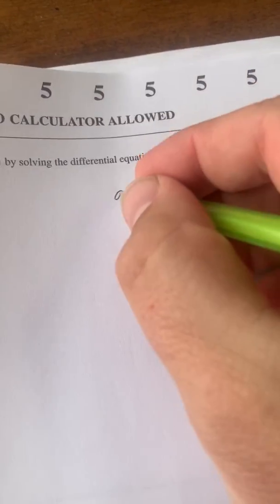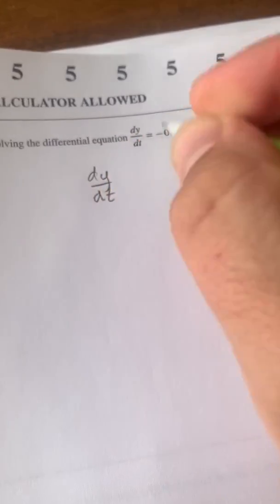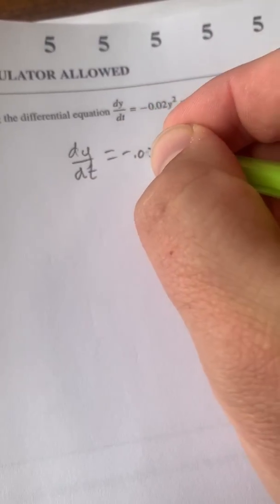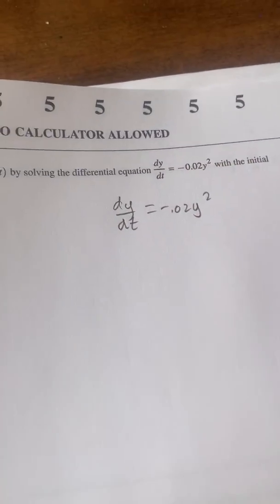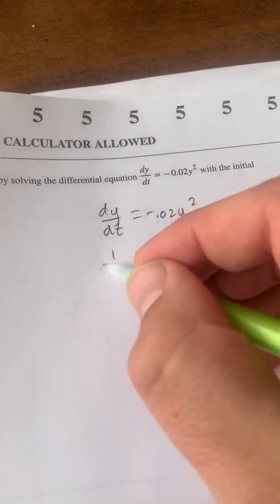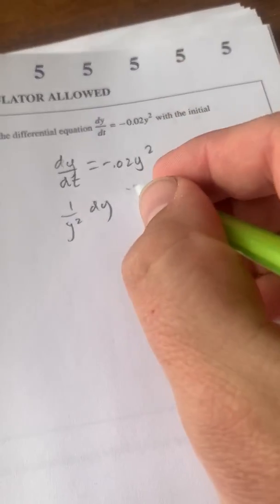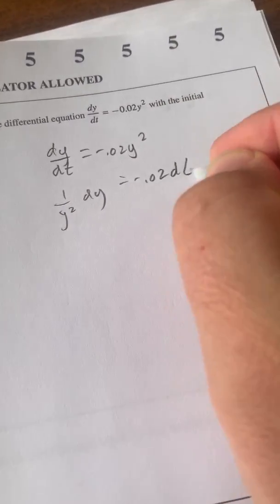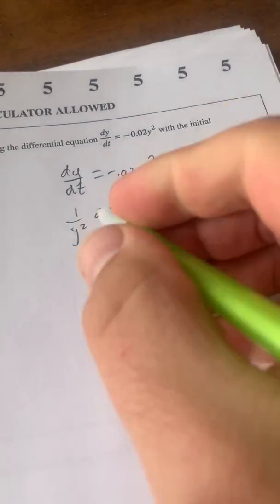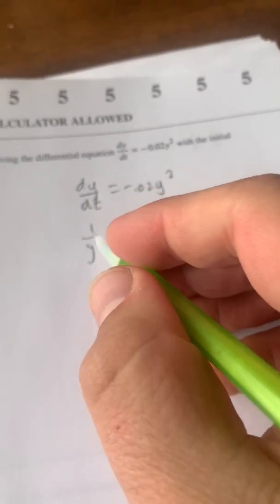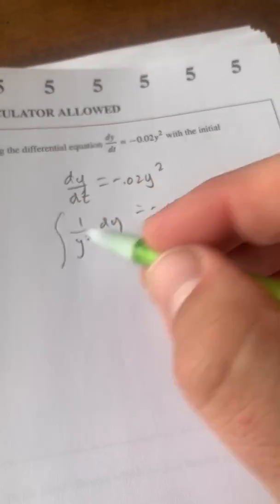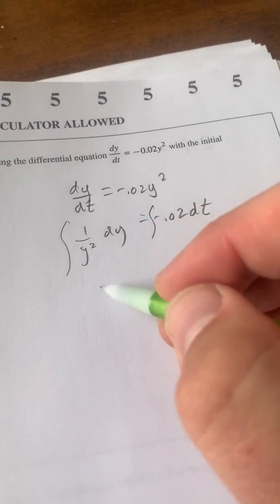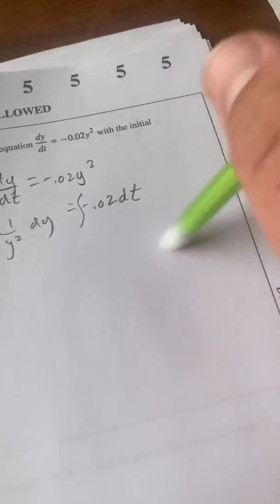Go here and it says find an expression by solving the differential equation. So we're doing separation of variables. So I got negative 0.02 y squared. So I'm going to take the y squared over here. And I'm going to take the dt over here. So this one here, to take the antiderivative of this, if I get 1 over y, I get a negative of this. So I'm going to go back to the previous step, and I'm going to bring the negative over here.